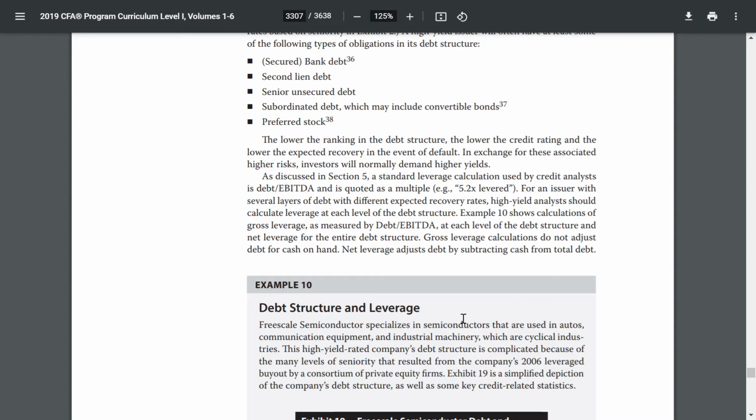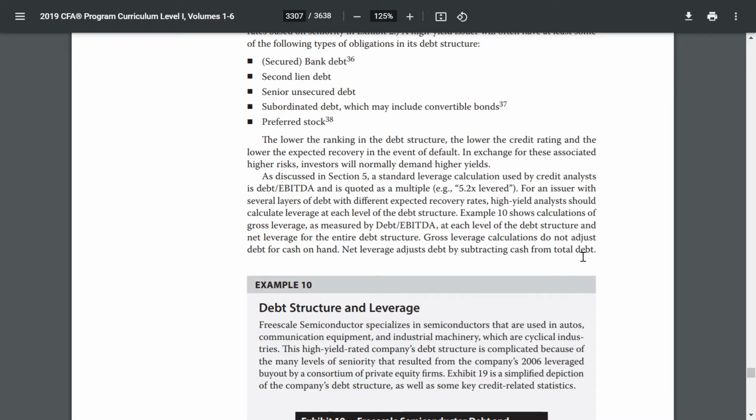The standard leverage calculation used by credit analysts can be misleading when an issuer has several layers of debt with different expected recovery rates. High-yield analysts should calculate leverage at each level of the debt structure. Example 10 shows the calculations of gross leverage, as measured by debt divided by EBITDA, earnings before interest, taxes, depreciation, and amortization, at each level of the debt structure, and net leverage of the entire debt structure.